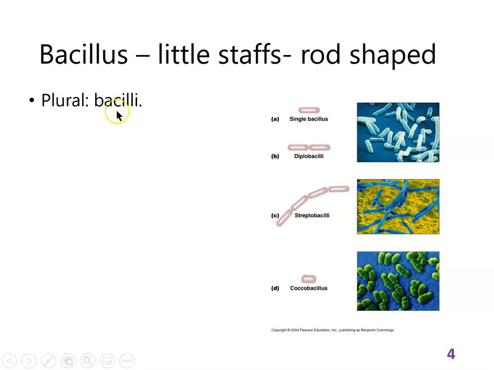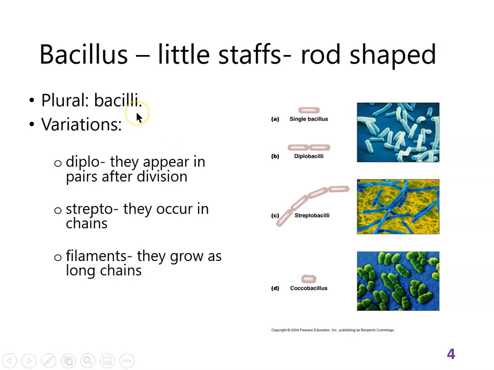The plural is bacilli, and they can also appear in groups. Like some of them will stick together with the other daughter cell and become diplobacilli. Others will divide in chains. But we think about the individual cells. I've never heard anybody say streptobacilli or diplobacilli except in a textbook.